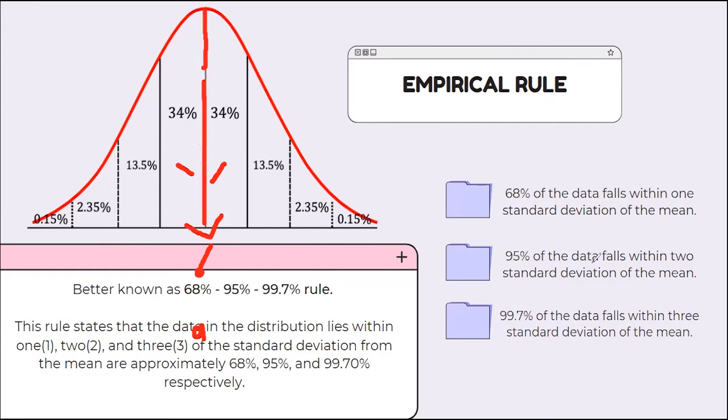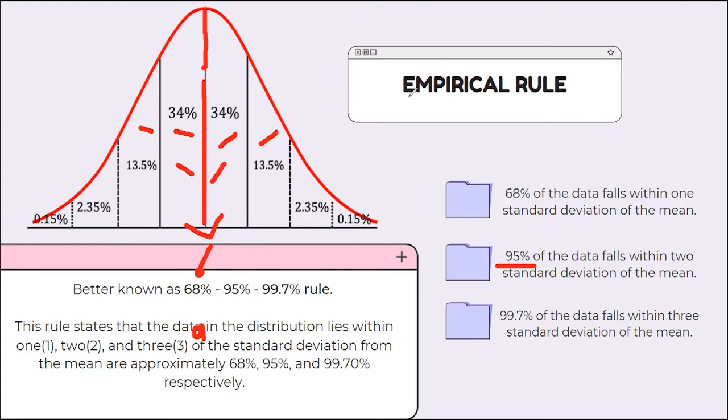Next, 95% of the data falls within 2 standard deviations of the mean. So 2 from the left and 2 from the right. If you add this and this, and this and this, it will result to 95%. And next, 99.7% of the data falls within 3 standard deviations from the mean.